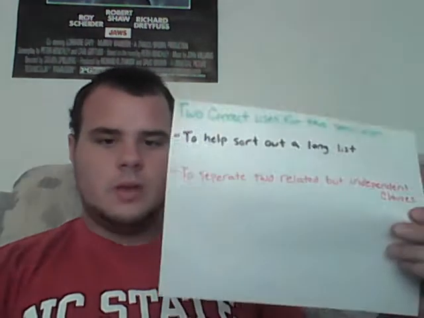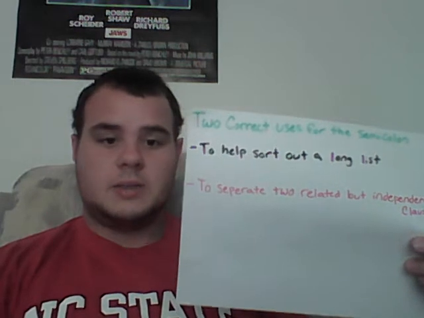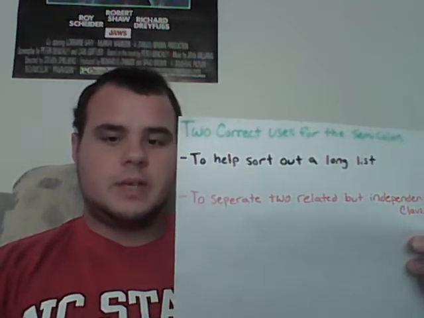There are two correct uses for the semicolon, one of which is to help sort out a long list that already has internal commas within it. The other is to separate two related but independent clauses.